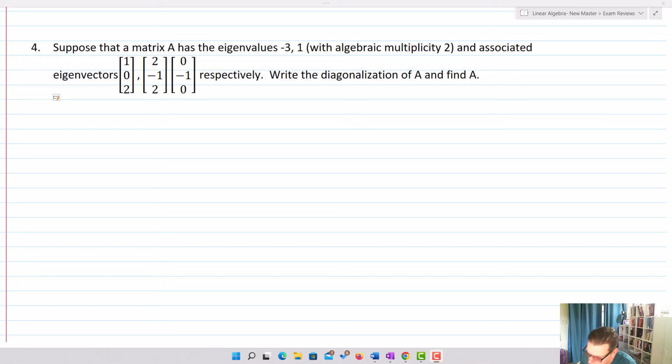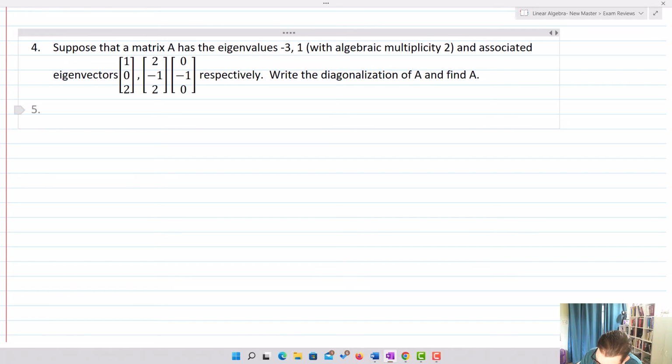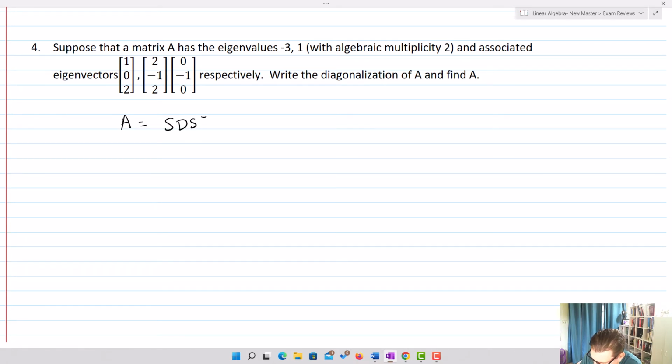Okay? So what we're going to need to do is generate A. I'm going to remember that A is going to equal SDS inverse, or PDP inverse, depending upon how you want to look at things. And so S is going to be the matrix of the eigenvectors, and that's going to be 1, 0, 2, 2, negative 1, 2, 0, negative 1, 0.